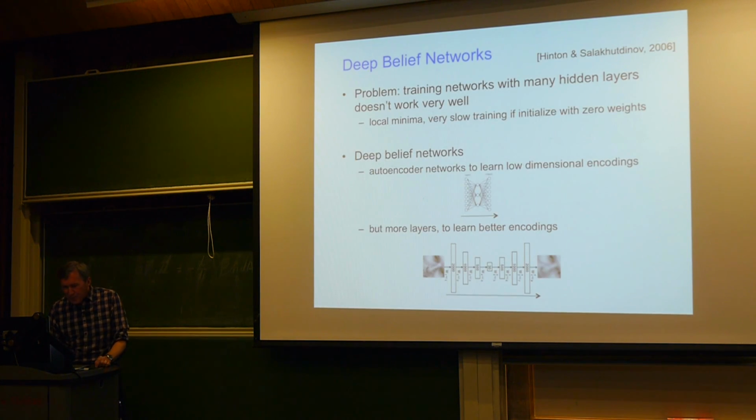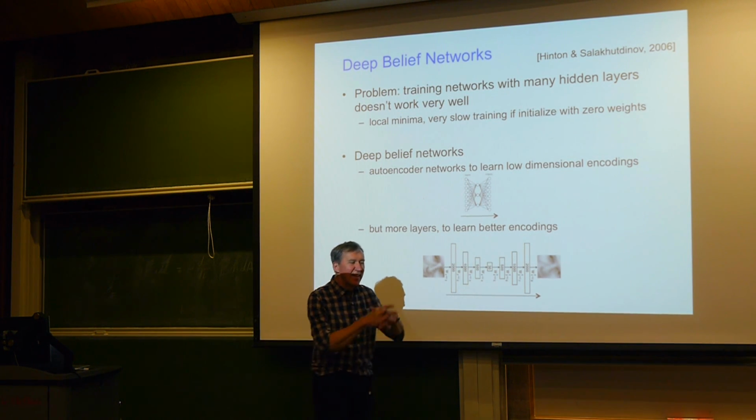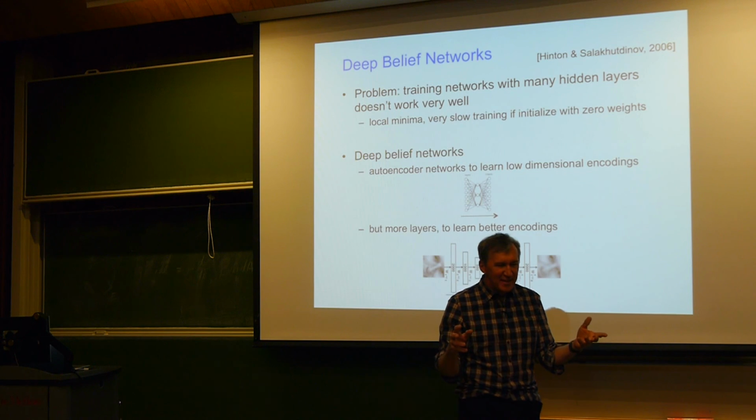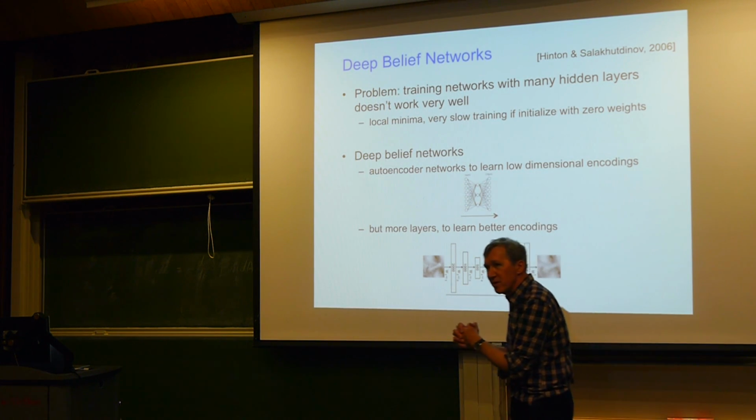Okay, so let's talk about deep belief networks. This is another species of artificial neural networks, which is very popular these days.